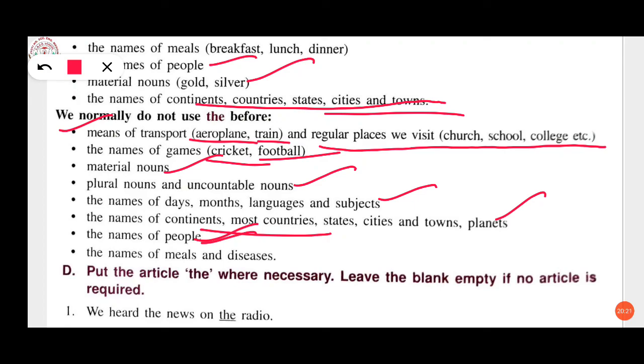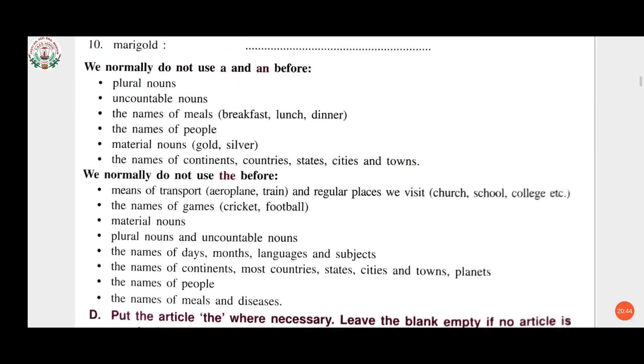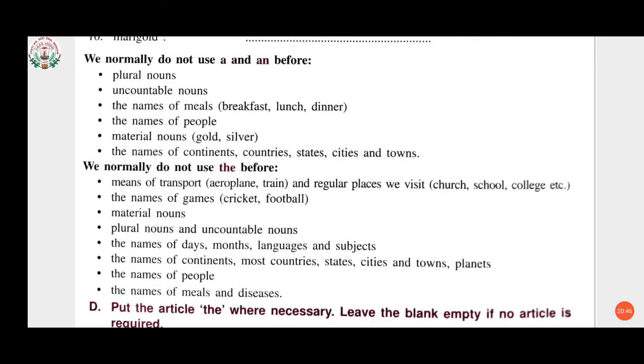The names of meals and diseases, same thing. Breakfast, lunch, dinner, we can't use articles before these. And diseases also, like, we are suffering from the typhoid, this is not the correct one. So all these are the few points and rules where we should not use a and an, and we have also gone through where we should use a, an and the.